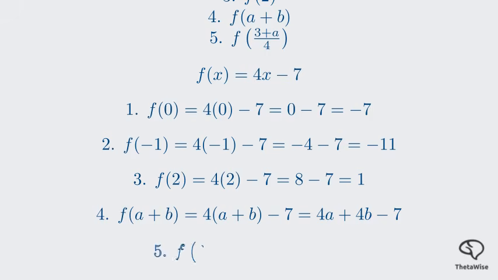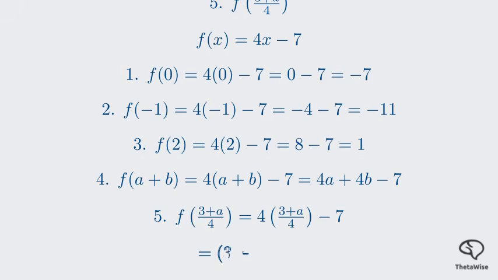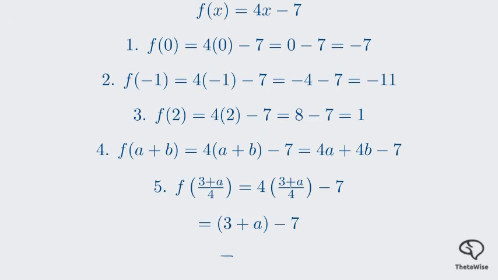Finally, for f of the quantity 3 plus a over 4, we substitute this fraction for x. So we have 4 times the fraction, minus 7. Notice the 4 in the numerator and denominator cancel out, leaving us with 3 plus a minus 7. Simplifying this gives our final answer, a minus 4. A quick check against the provided memo shows a slight discrepancy for this last answer, which is given as 4 plus a. As we've shown, our result, a minus 4, is algebraically equivalent and therefore correct. Both represent the same answer.